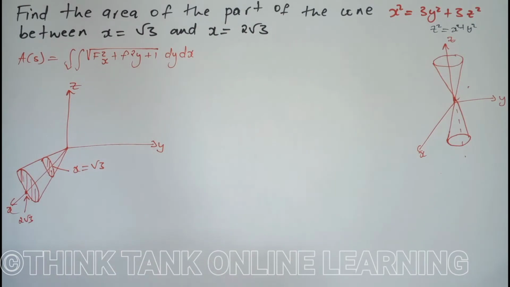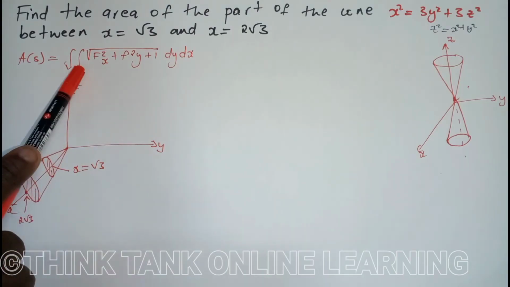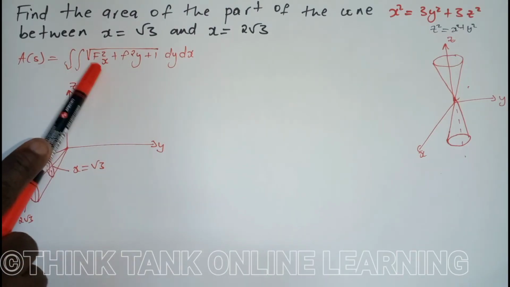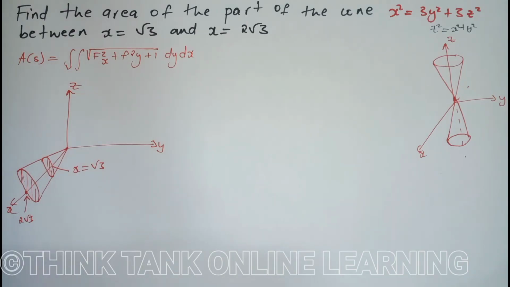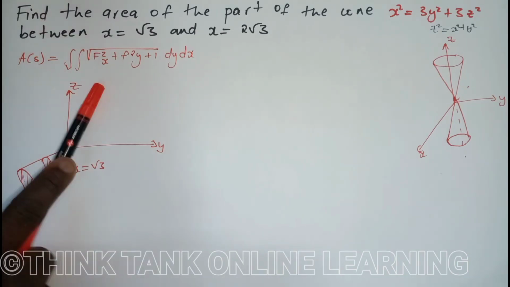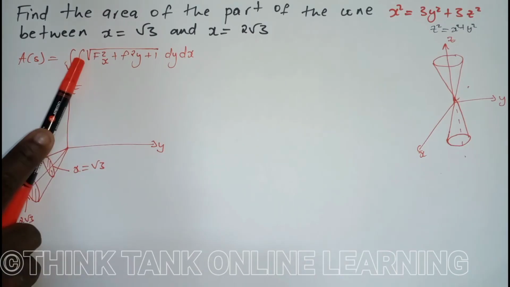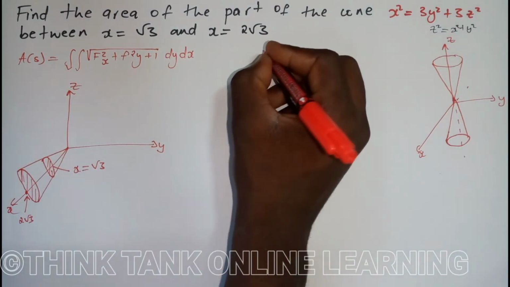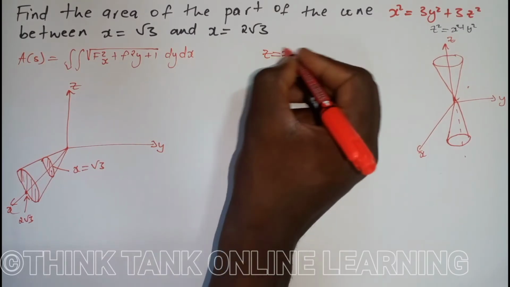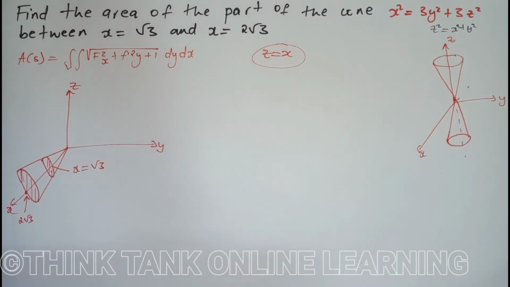So we want to find the surface area, the surface area of shapes that are in space. This is the formula: find f of x squared plus f of y squared plus 1, and you need to find the square root. But remember, we only do this when z is the subject of the formula. So in this case, our z is now our x.